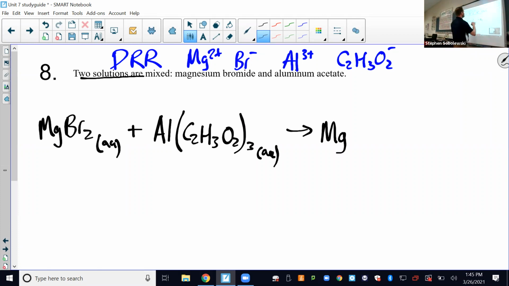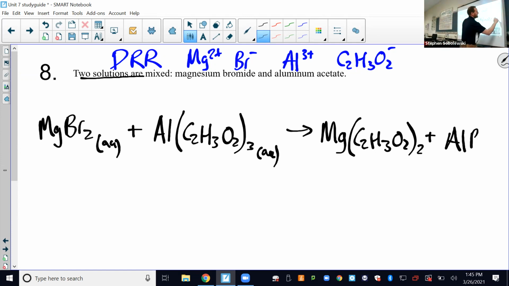So Mg(C2H3O2)2 plus, hopefully you don't run out of room here, I should be fine. Aluminum bromide is going to be AlBr3.